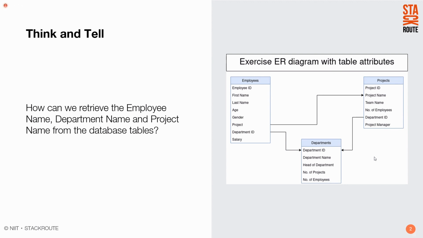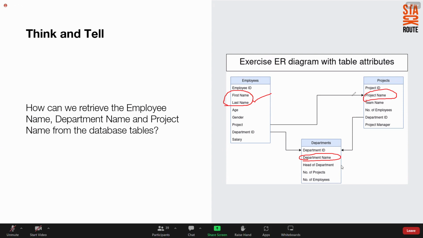Assume there are 3 tables: employee table, project table, and department table. From the employee table, I want to retrieve the employee name. From the department table, I want to retrieve the department name, and from the project table, I want to retrieve the project name. So I have 3 tables, and in 3 different tables I want to retrieve 3 different data: name, department name, project name. I want to know which employee of which department is doing which project. Is it required or not? It is required.